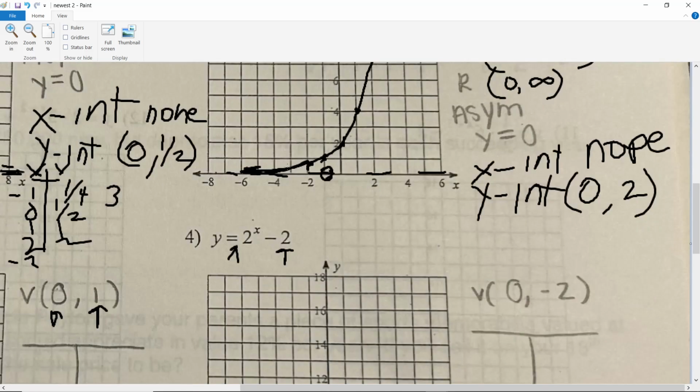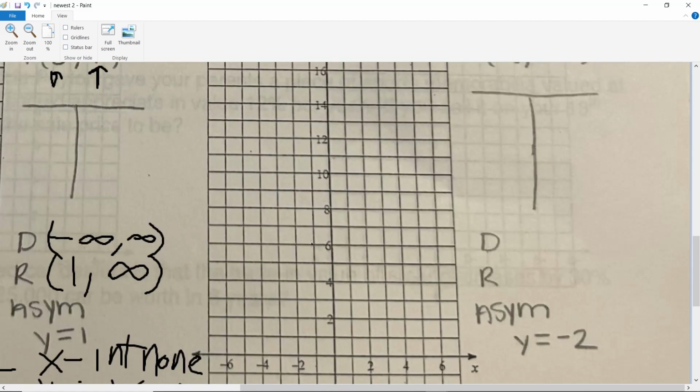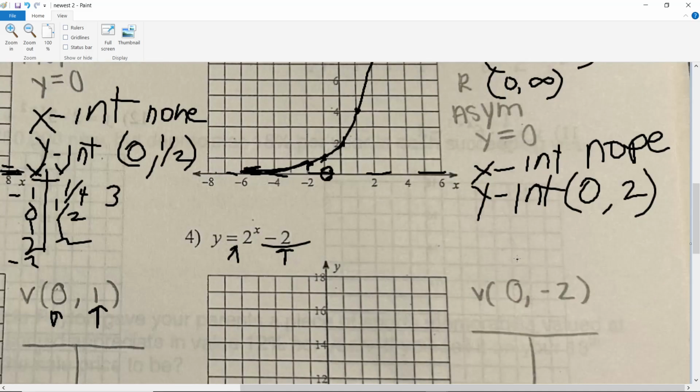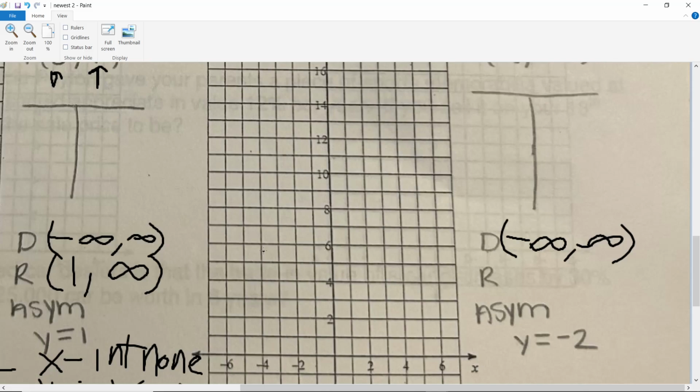Let me find the vertex, h, k. Well, h is 0, k is minus 2, so 0, minus 2. Domain, always negative infinity, infinity. Range, well, the asymptote is y equals k, so y equals minus 2. So the range is going to be minus 2, and since a is positive, it goes up to infinity.